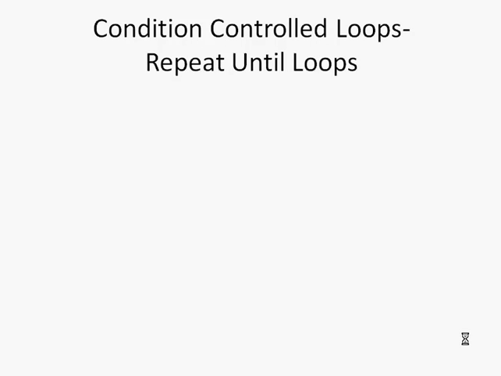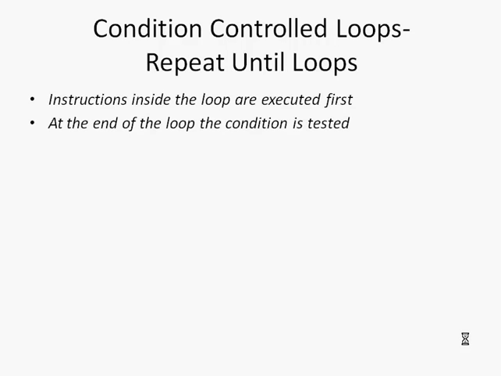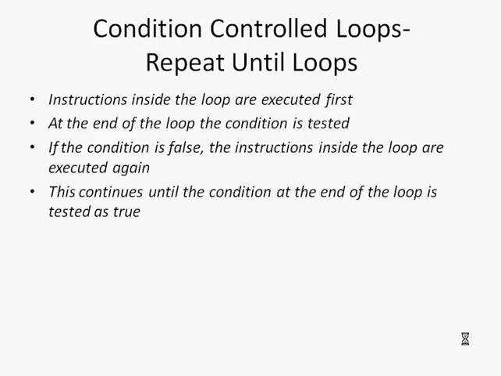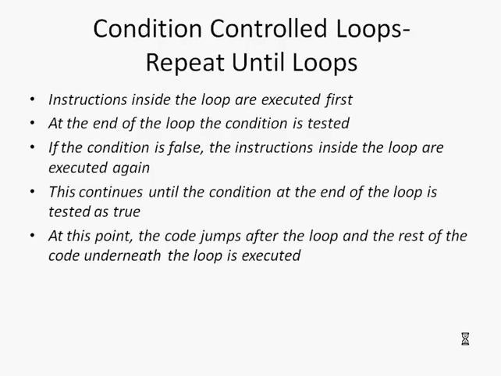So the other type of condition control loop is the repeat until loop, and a repeat until loop will do a very similar job to the while loop, but in a different fashion, and you'll see. With a repeat until loop, instructions inside the loop are executed first before the condition is tested. At the end of the loop, the condition is tested. If the condition is false, the instructions inside the loop are executed again. This continues until the condition at the end of the loop is tested as true. At this point, code jumps after the loop, and the rest of the code underneath the loop is executed.